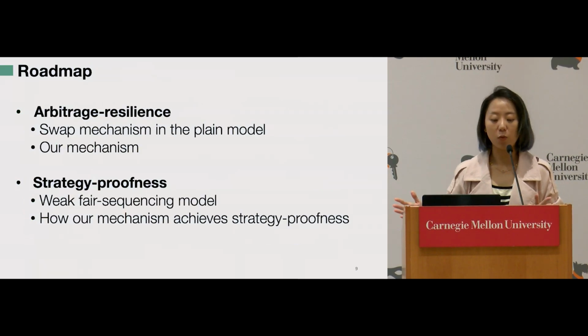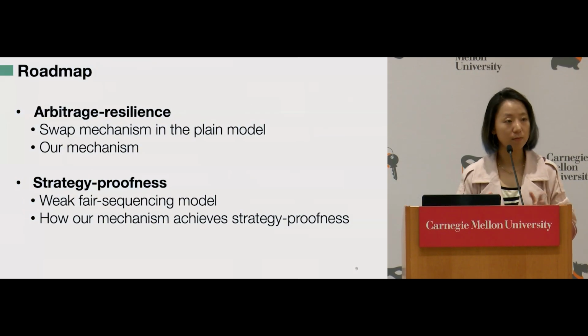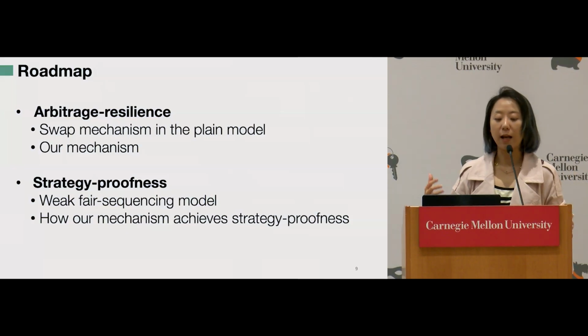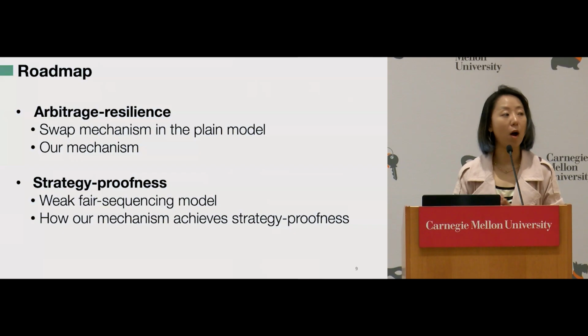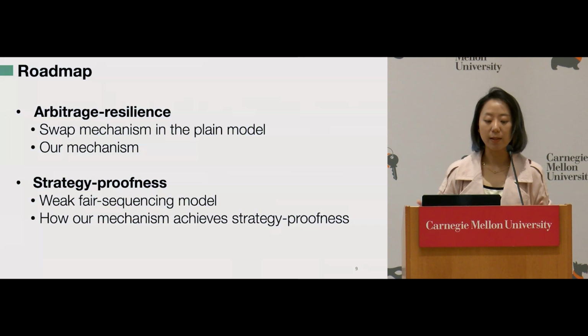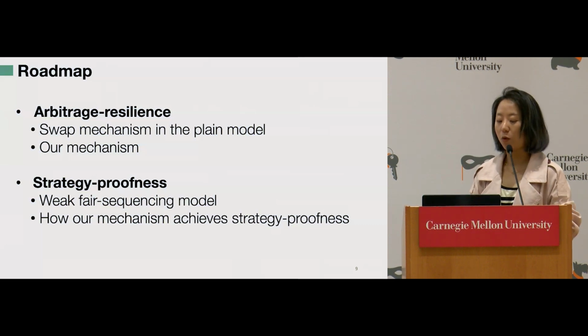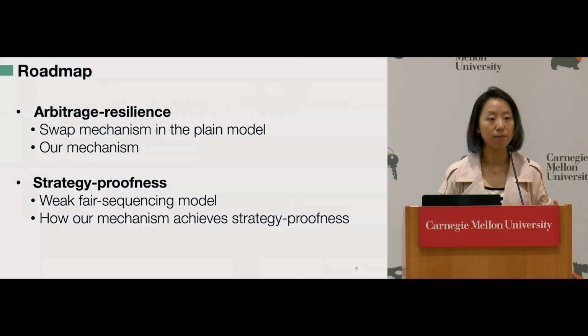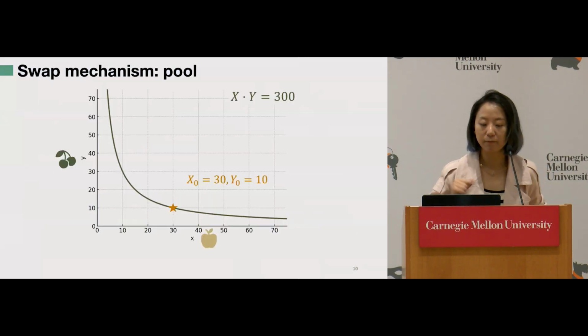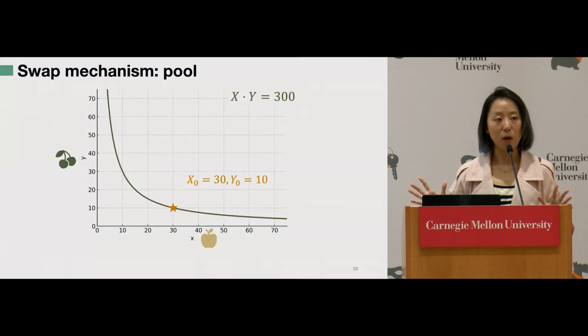So the rest of this talk will be organized as follows. I will first formalize the swap mechanism in the plain model and explain how our mechanism works and intuitively why it achieves arbitrage resilience. Then I will explain what we mean by the weak fair sequencing model and how our mechanism achieves the stronger strategy-proofness in the stronger model. So let's start with the swap mechanism.